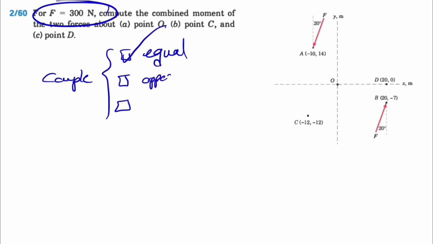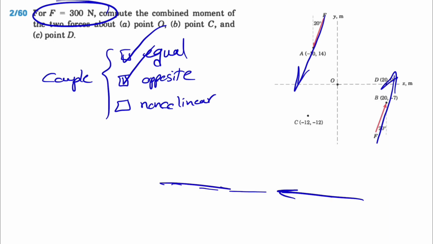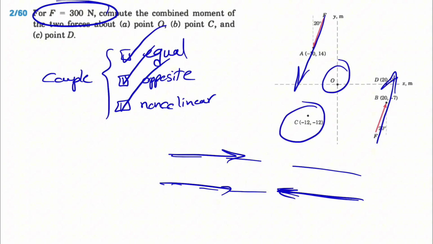They are in the opposite direction of each other, so we can see one of them is in this direction, the other one is exactly the opposite, and that checks off too. And the last one is non-collinear forces, meaning that they are not in the same line. As we can see, they are in different lines, one of them is above the other one, and this checks out too.